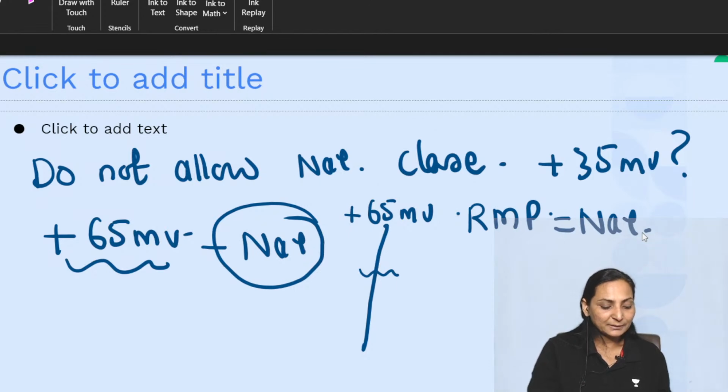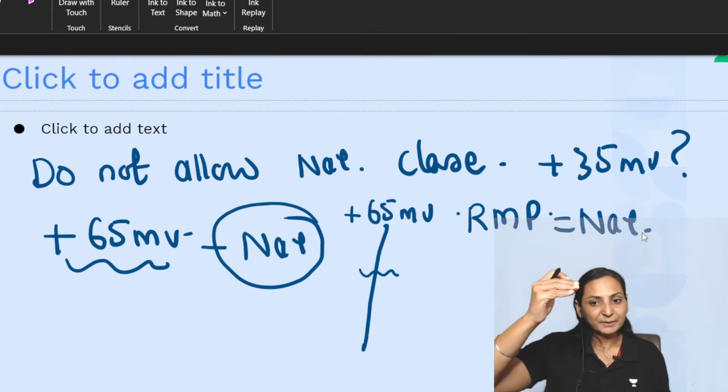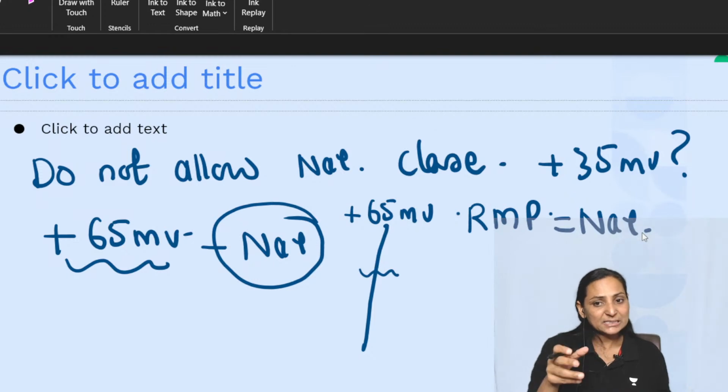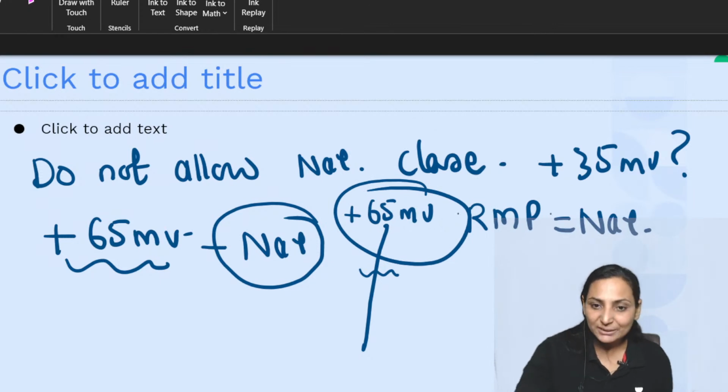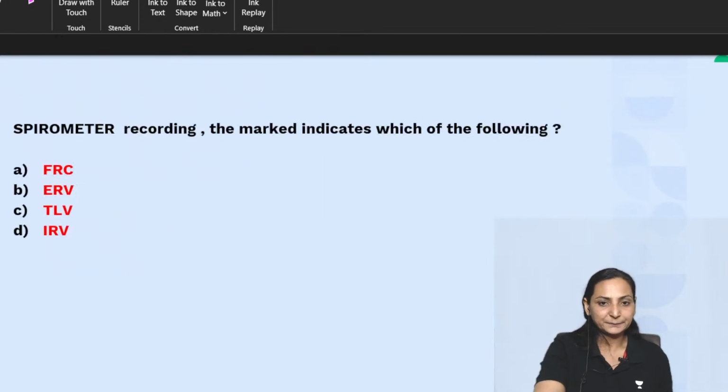So remember that every ion wants to reach RMP, but the ion which succeeds in reaching RMP is potassium, because it is most diffusible at rest. So if you do not allow the sodium channels to get closed, they will keep on allowing the sodium inside, they will keep on increasing the upstroke, or they will not allow the downstroke. What potential? Up till plus 65, wherein the Nernst potential of sodium will be attained.